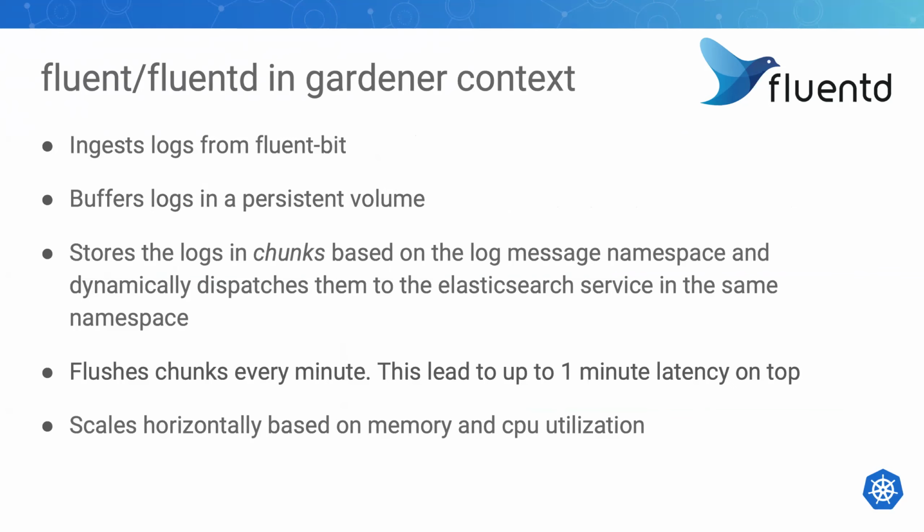In Fluentd, in the Gardener context, our approach is Fluentbit to send logs to Fluentd. We have buffering on the Fluentd side. The logs are stored in chunks based on the pod namespace and dynamically dispatched to the Elastic services in the corresponding namespaces. And as I mentioned, we scale Fluentd horizontally based on memory and CPU utilization.